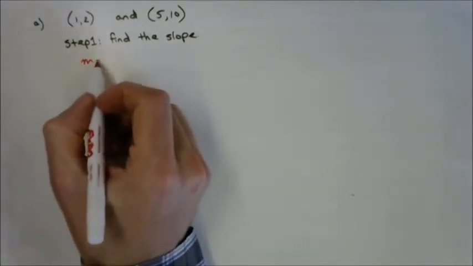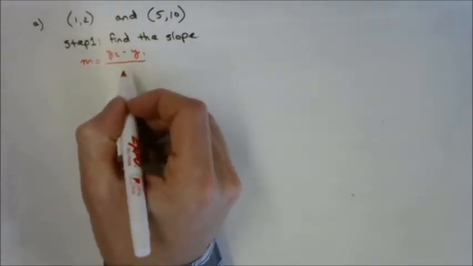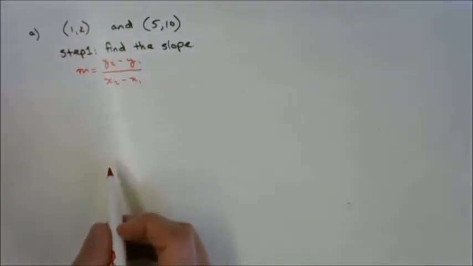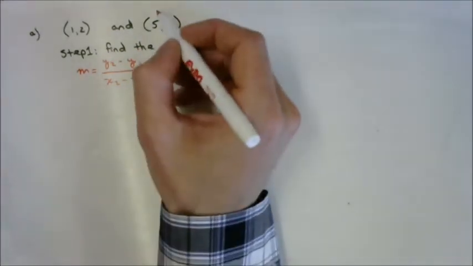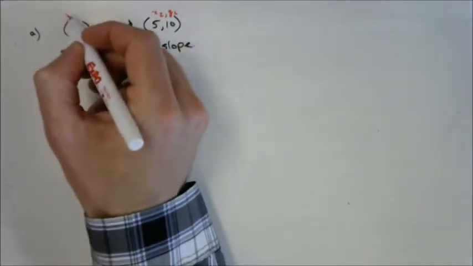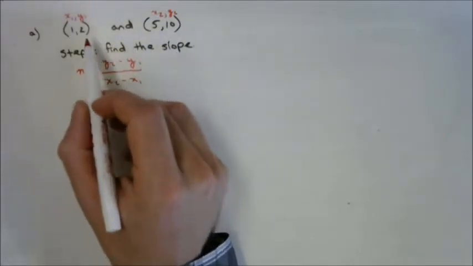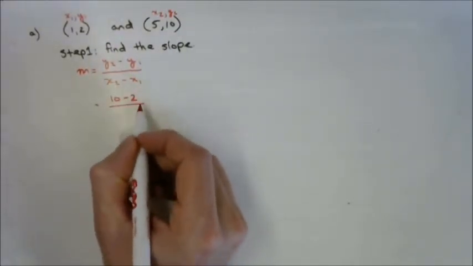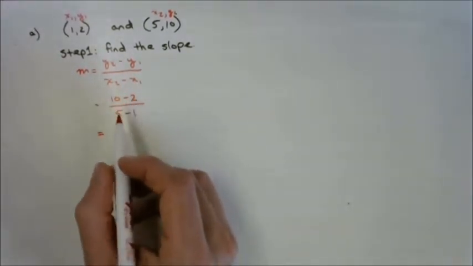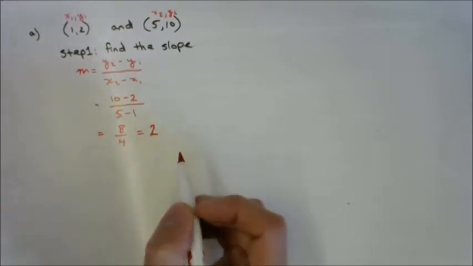So, m equals y2 minus y1 over x2 minus x1. It doesn't matter which point is the 1s and which point is the 2 as long as you're consistent, okay? So let's say this is x2, y2, and this is x1, y1. And I can sub those in. 10 minus 2 in the numerator, 5 minus 1 in the denominator gives me a slope of 8 over 4, which is 2. Just 2.